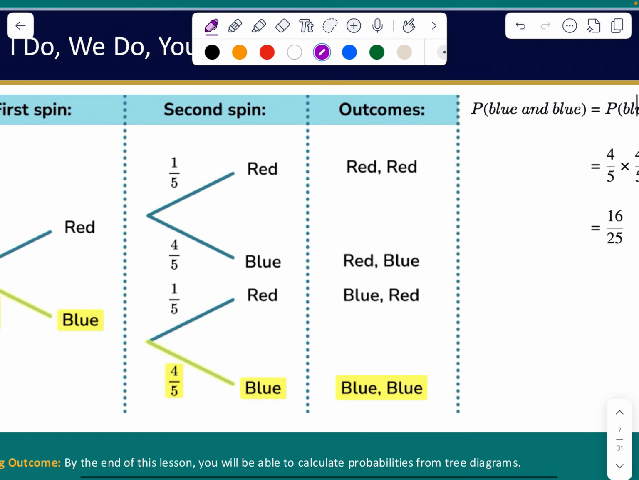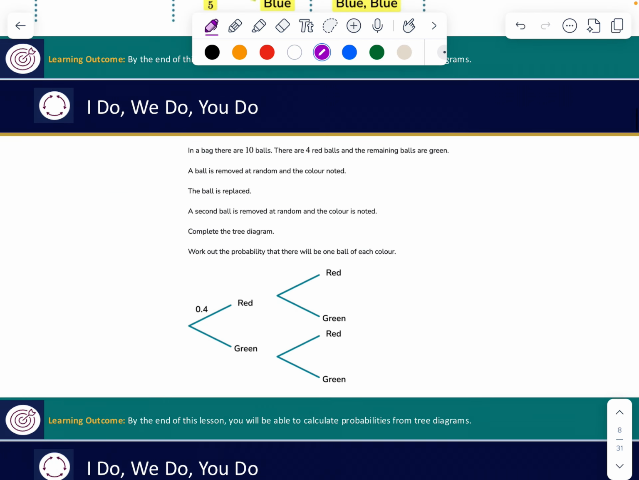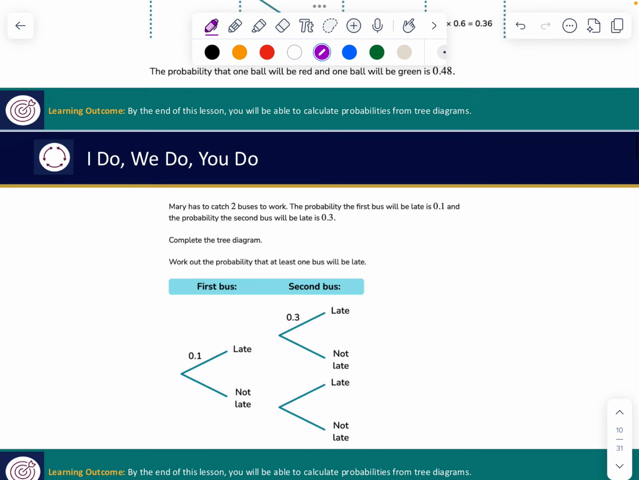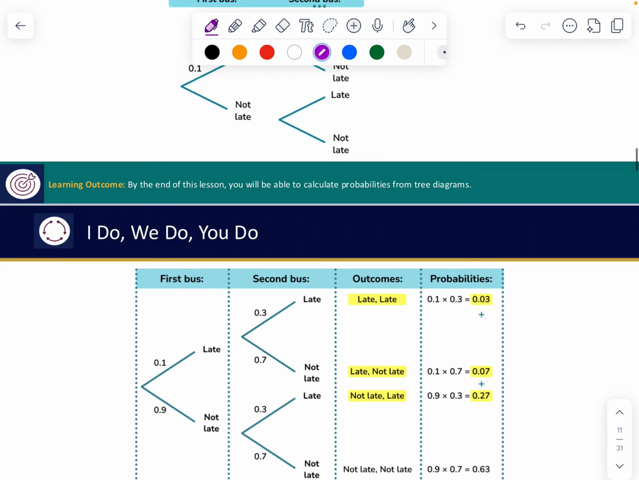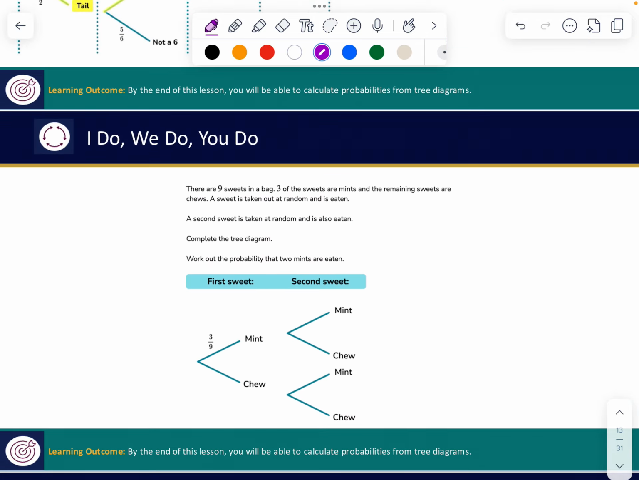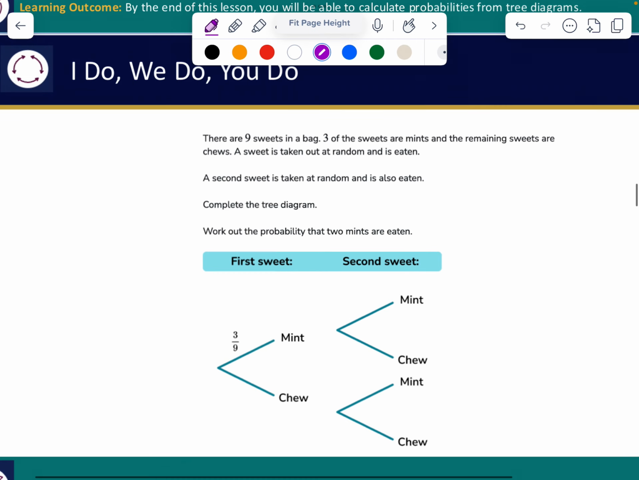Okay, the last thing I want to show you in this video, there's a couple of other questions to look at. So this is just an example of it in a decimal. But the question that I want to go and look at is this one. So a conditional one. This is dependent on the other. So 9 sweets are in a bag. 3 of them are mint. So that's why that's 3 over 9 for a mint.